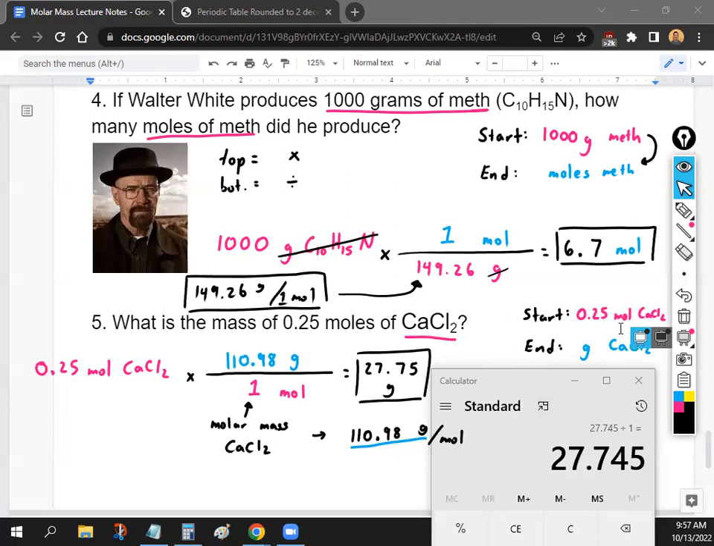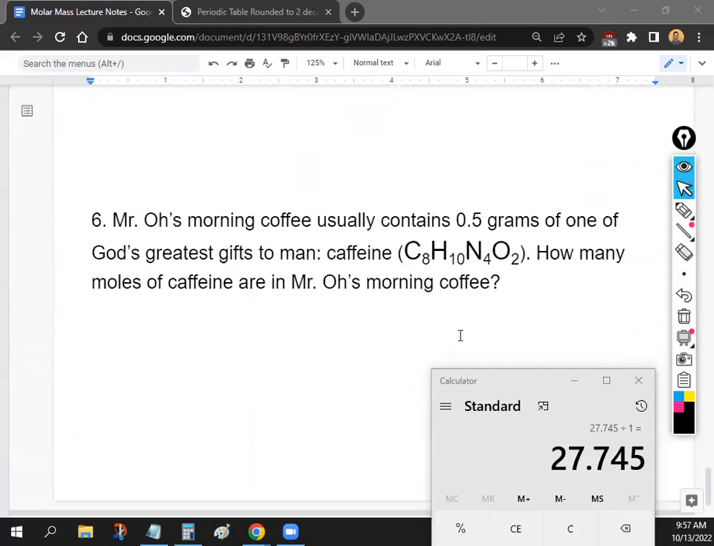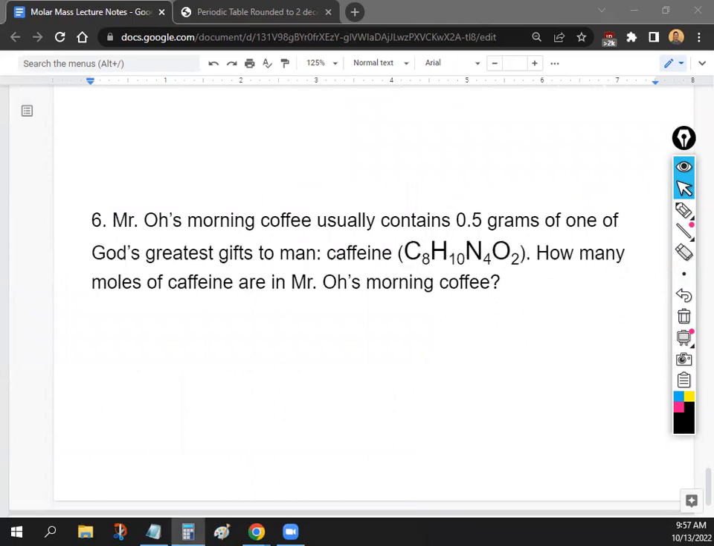All right, so I will let you guys try the last problem on your own, and this is the last one that we're going to do together. So you're going to have to do all the components that we did last time. And this is a problem very personal to me. My coffee usually has about 0.5 grams of, I think, God's greatest gift to man, and that's caffeine. I got the formula for caffeine right here. I want you to find out how many moles of caffeine are in my coffee. No, it says 0.5 grams already.